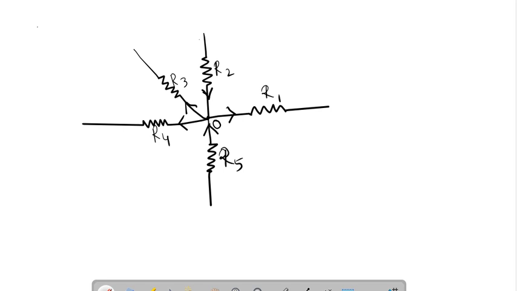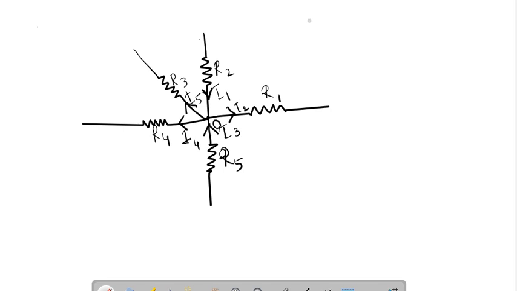Now consider a point or a junction O in an electrical circuit. Let I1 and I3 be the currents entering the point. So let us consider this one as I1 and this one as I3. And this one as I2, this one as I4 and this one as I5. So these are the currents entering and leaving the point O.